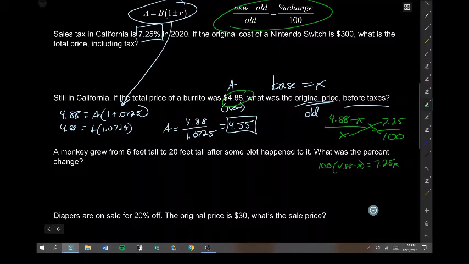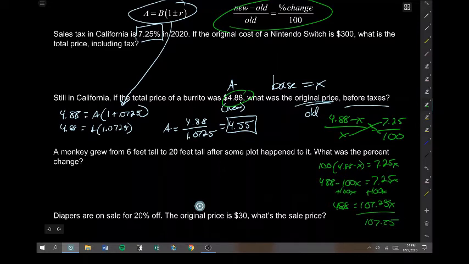I'm going to distribute that 100, so that becomes 488 minus 100x equals 7.25x. I have an x on both sides of the equation, so I'm going to add this one to both sides, and that means that 488 equals 107.25x. Divide both sides by 107.25, which is really, really similar to this. Instead of 4.88, it's 488. I'm going to get the same value, 4.55 equals x.